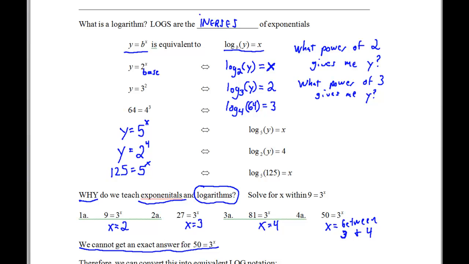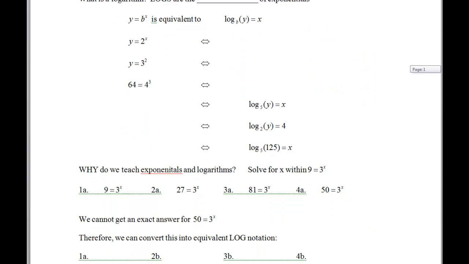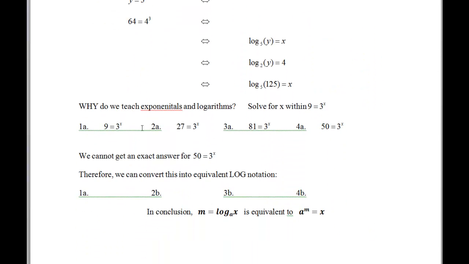Now, to finish up this first page here, I want to convert those 4 problems into log notation format. So let me go and do that now. So this is log base 3 of 9 is equal to x. And we know that answer is 2. Here we have log base 3 of 27 is equal to x, and we know that answer is 3.